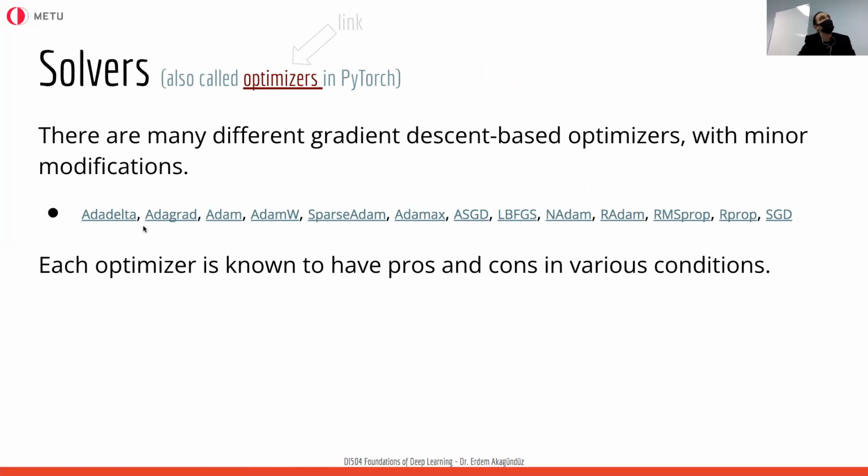These are all versions of stochastic gradient descent with momentum. Adam is one of the famous ones, and RMSProp is also a famous one. They are widely used. Others are also used, but anyway, the important thing is these are all solvers or optimizers. They are all versions of stochastic gradient descent with momentum. They have pros and cons in various conditions.